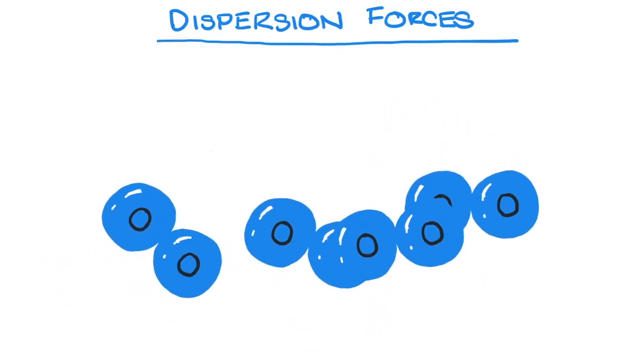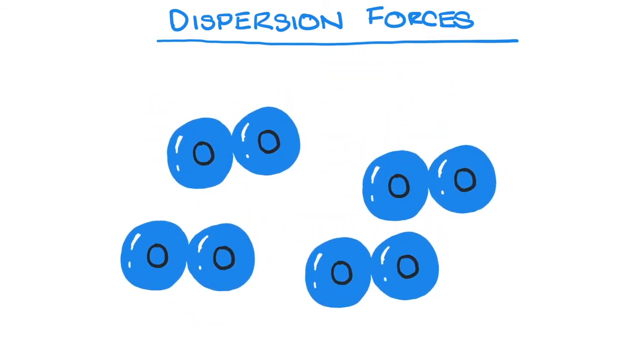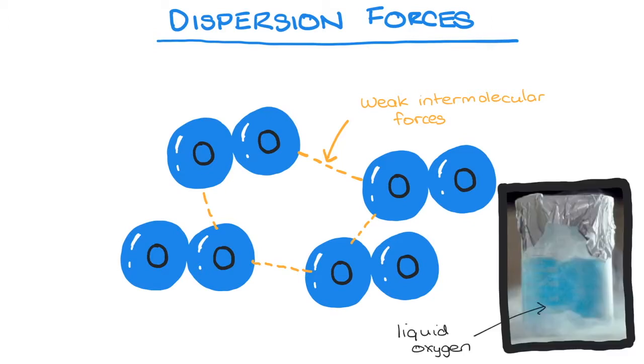Just because there are molecules out there that are non-polar doesn't mean that they don't experience intermolecular forces. Take oxygen for example. It is non-polar, yet can be in a liquid state if it's cooled down. This suggests that there is some super weak attraction. So how is this possible?